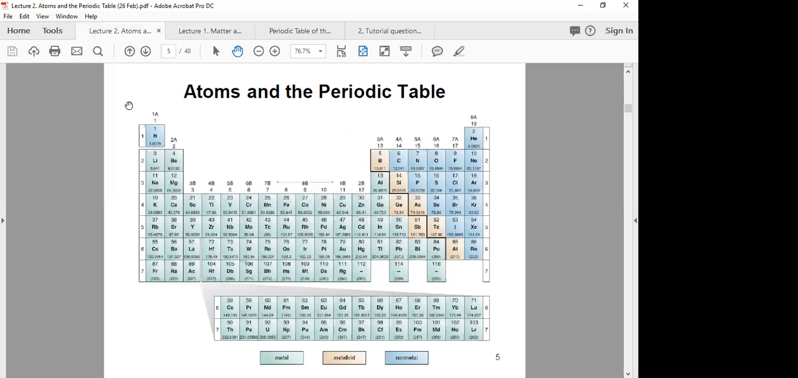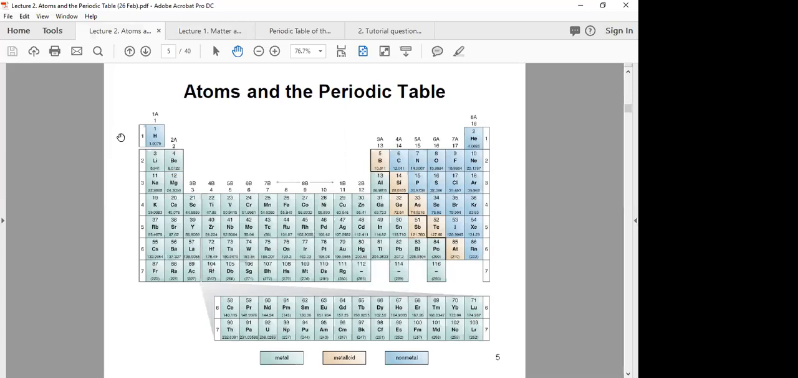Next, the rows of elements on the periodic table, starting with the top row, and you can see the number 1 there. So the first row contains hydrogen and helium. So only 2 elements in the first row. But we don't say row 1, we say period 1. So note that, also important.